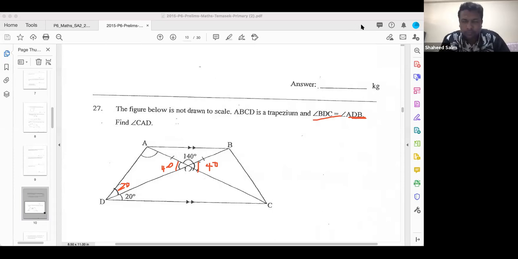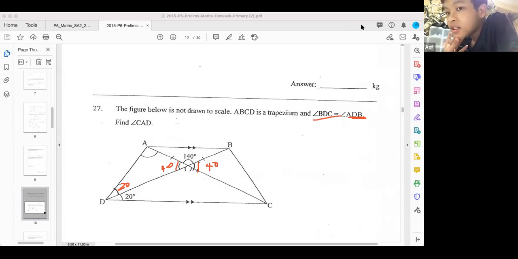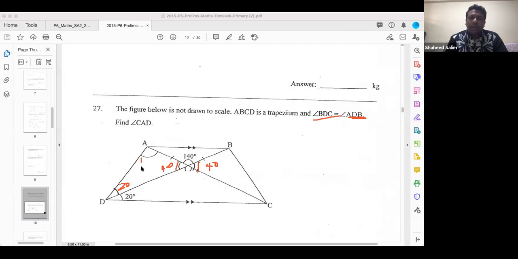Okay, so what's the answer? Then 180 minus 20 minus 40. So you get 120 down here.